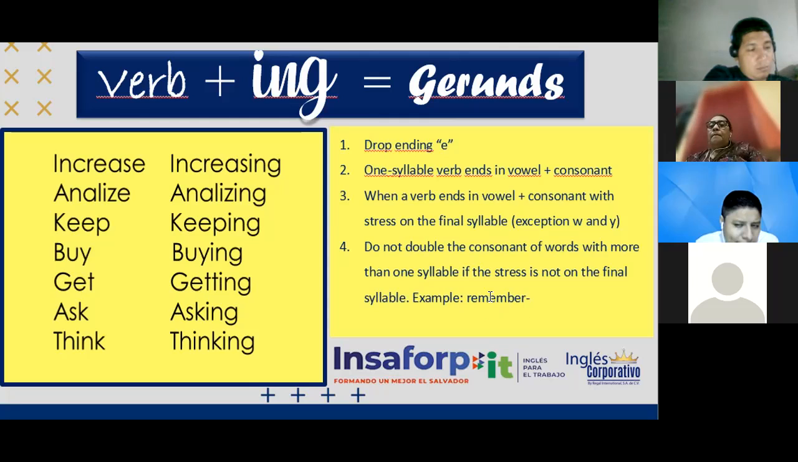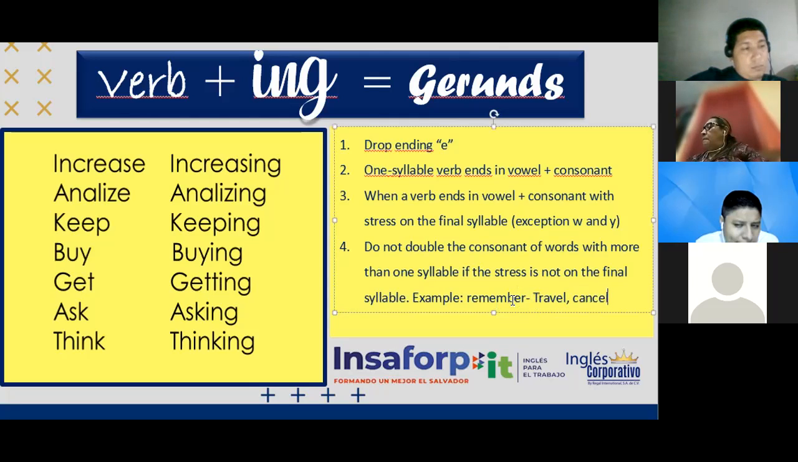Y la otra es que el strong voice o el acento no recae en la última, ¿ok? Porque existen otros verbos, por ejemplo, voy a poner acá, cancel, ¿ya? O travel, ¿sí? Este es de tres, este es de dos sílabas, ¿ven ustedes? Entonces quiere decir que estamos hablando de más de una sílaba, estos verbos.